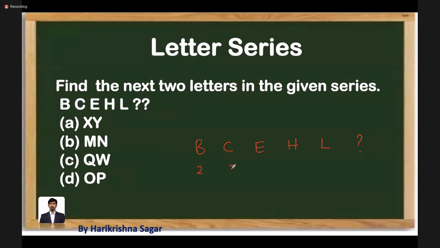B is the second alphabet, C is the third alphabet, 5, 8, 12. So what is the difference here? Difference 1, difference 2, difference 3, difference 4. The next one should maintain a difference of 5. 12 plus 5 is 17. The 17th alphabet is Q. The answer choice should start with Q. Mark it as option C.